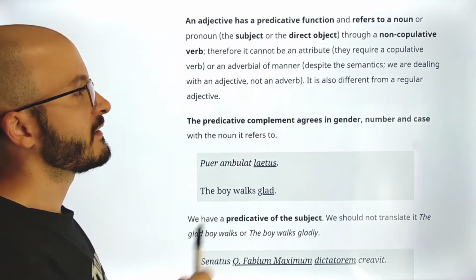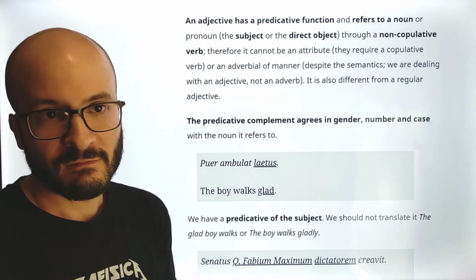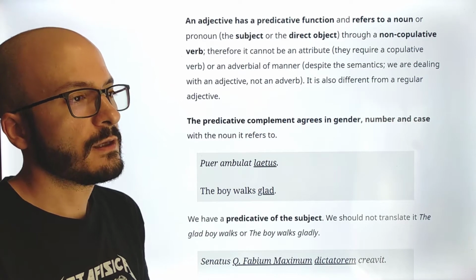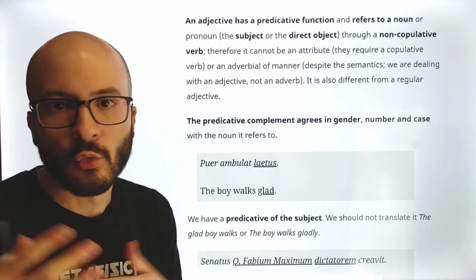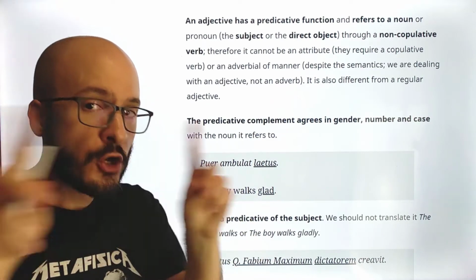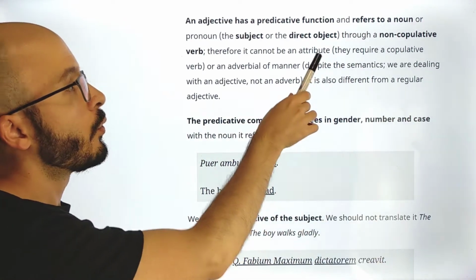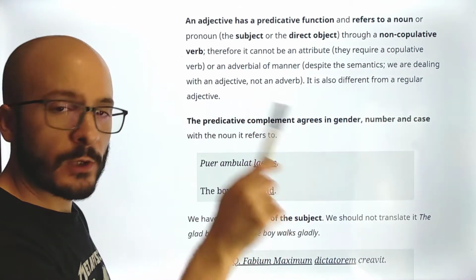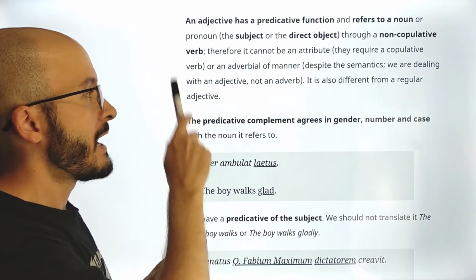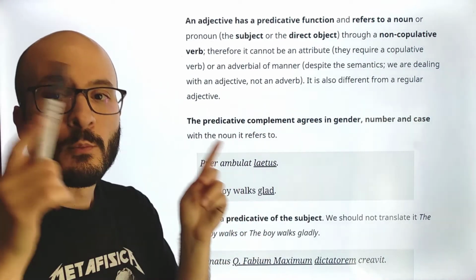It is also different from a regular adjective. For example, if we say pulchra femina, the beautiful woman, we are not dealing with an attribute, we are not dealing with an adverbial of manner, and we are not dealing with a regular adjective. We are dealing with predicatives.